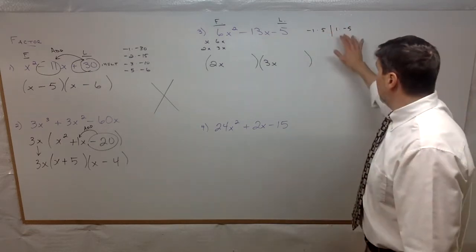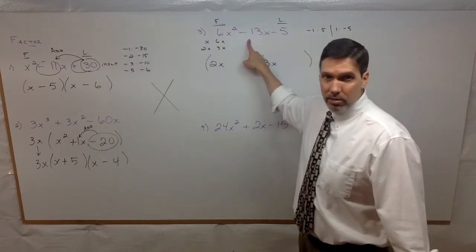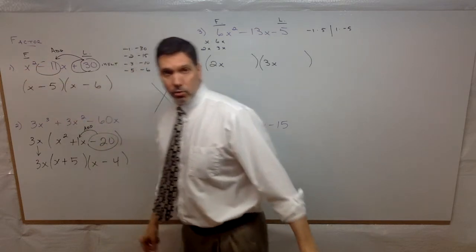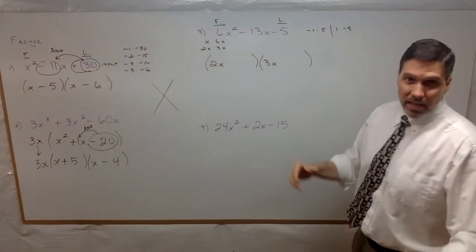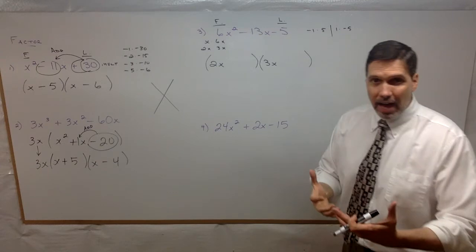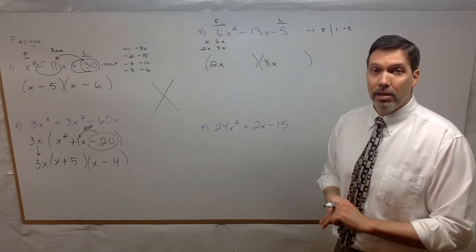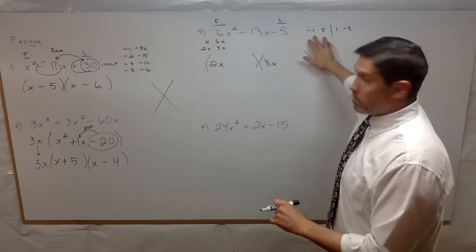Now, if you're looking at these and say, well, none of them add up to be negative 13, it's a different ballgame now. Here we had a 1 in front of the x squared. Here we have numbers that are multiplying to this 1 and 5 to create this negative 13. It's a little bit more complicated. So don't just say, well, none of these add up to be negative 13.